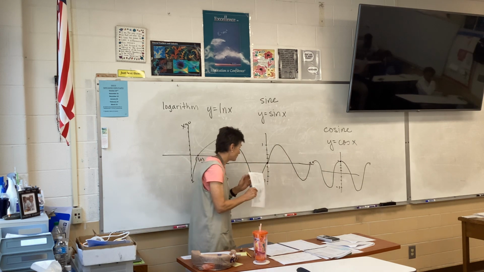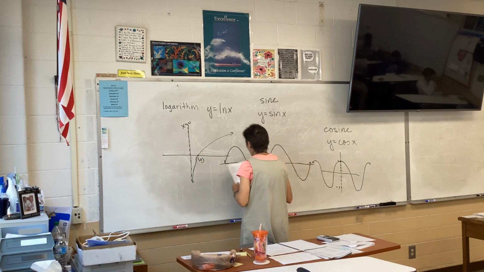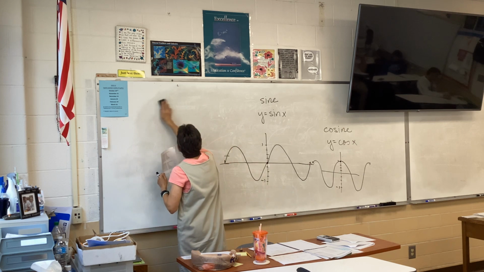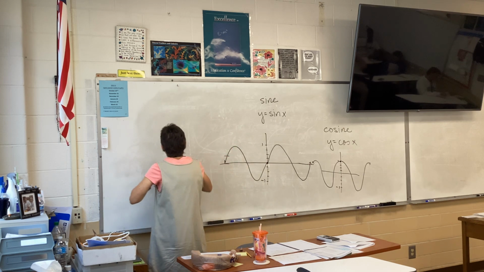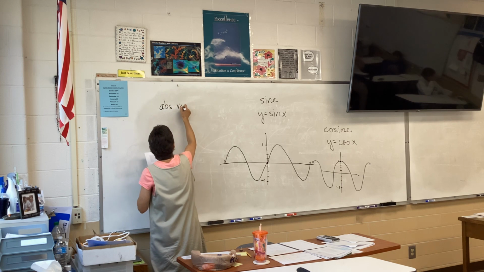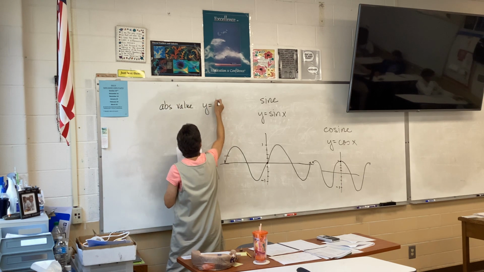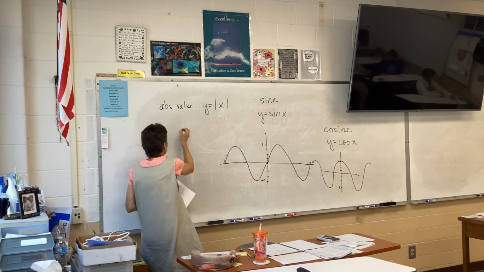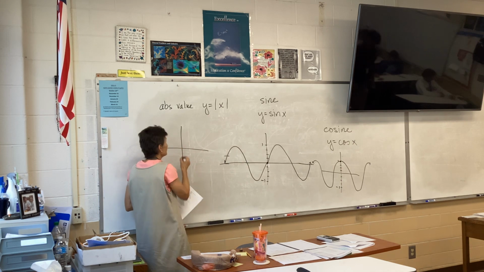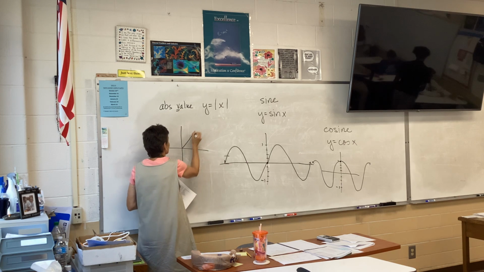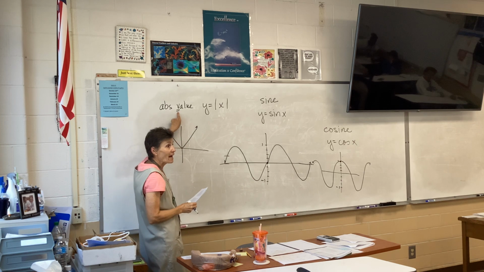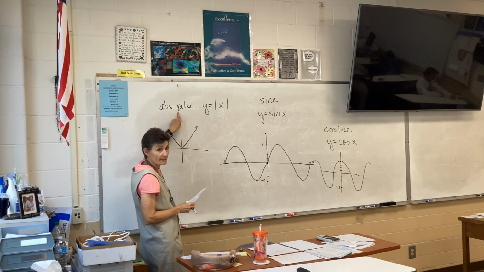All right, we're almost done. We only have 3 more to go. We have absolute value, which is an easy one. The equation is y equals absolute value of x, and the graph is a V from the origin. So I remember value, V. That's your absolute value graph.